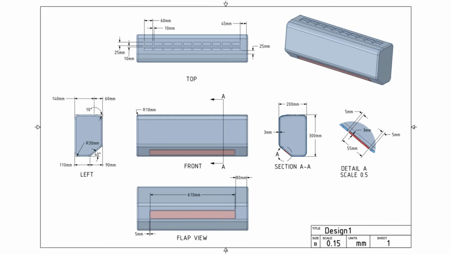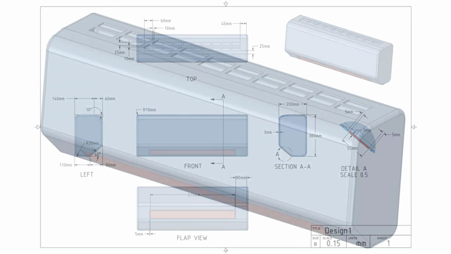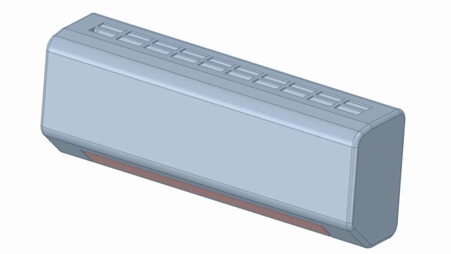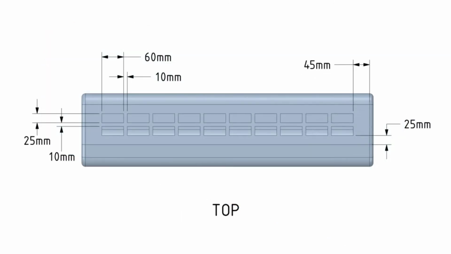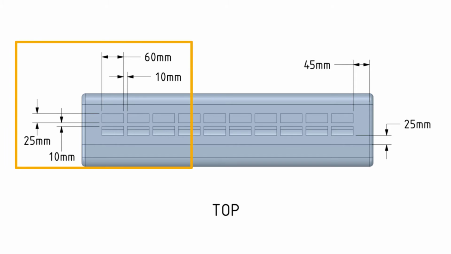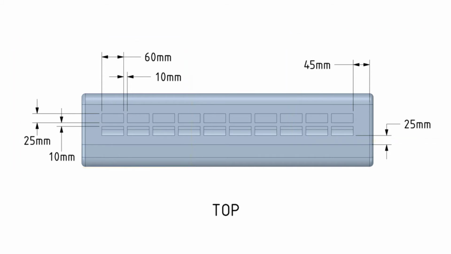Before you start, let's get a closer look at the drawings. In the top right corner, we have an isometric view of the model for reference. On its left, we have the top view of the body. Here, you can see the dimensions of the different vents, the gap between them, and the location of the vents with respect to that surface.